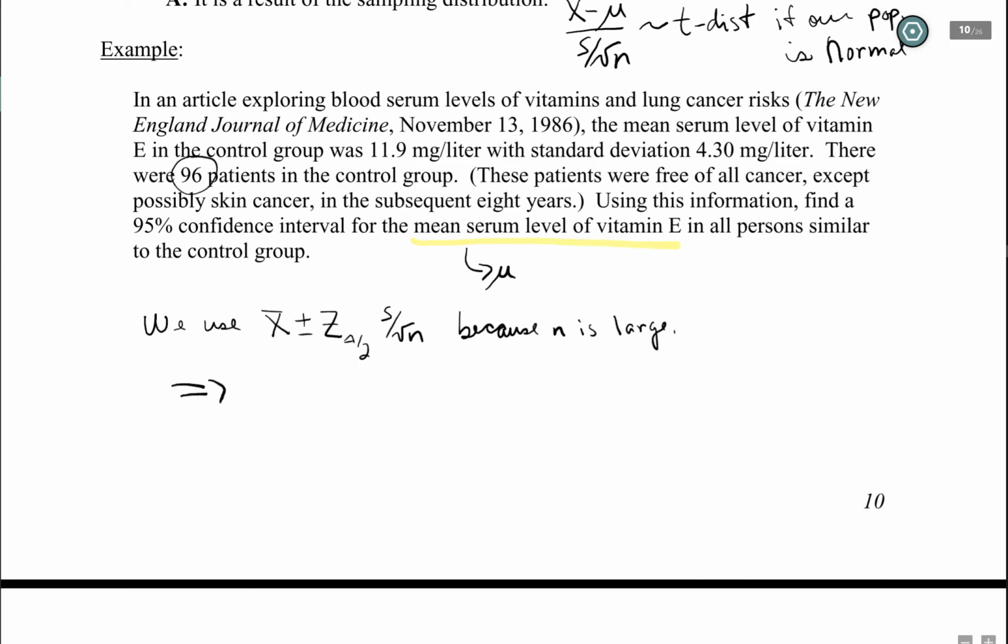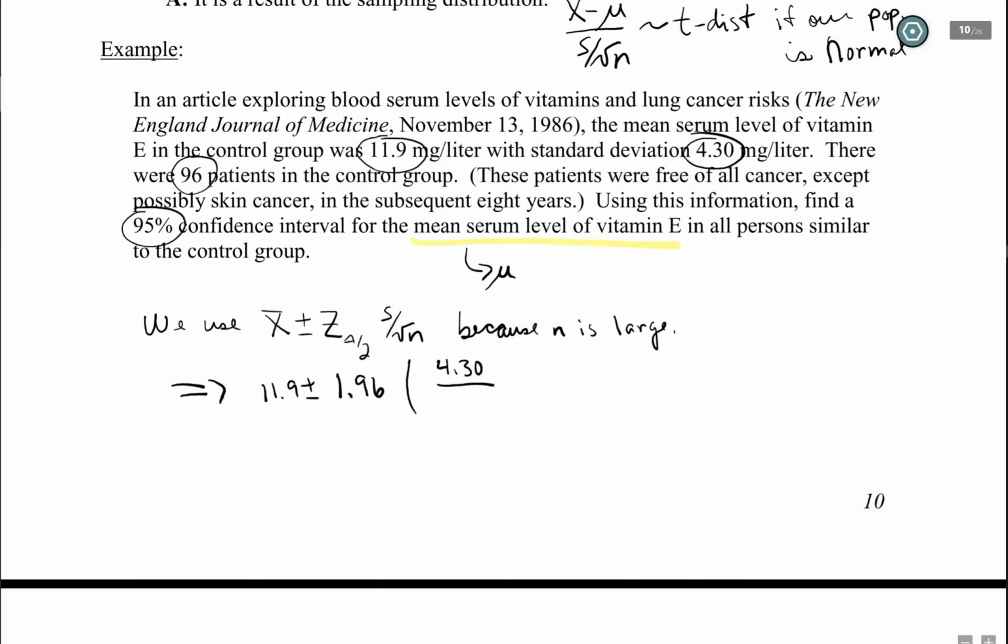Okay, but what would we plug in where? Well, the sample mean here, what was the sample mean? The mean serum level from the sample was 11.9. Plus or minus, what's my z-value? I've got a 95% confidence interval. I'll let you verify this, but that turns out to be 1.96. That's the z-value for that confidence level. And then S, the standard deviation of the sample. Notice that's 4.3.